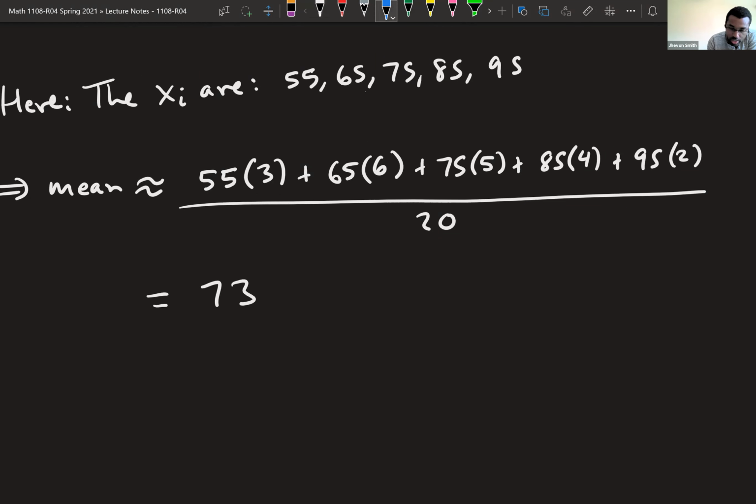By the way, in case you're interested, the actual mean, if I were to calculate based on the specific numbers, is 71.95. So it's pretty close. It saves me a lot of work compared to computing the actual mean, and I get a pretty reasonable answer, even with just 20 data points. With more data points, your answer actually gets better. So that's cool.